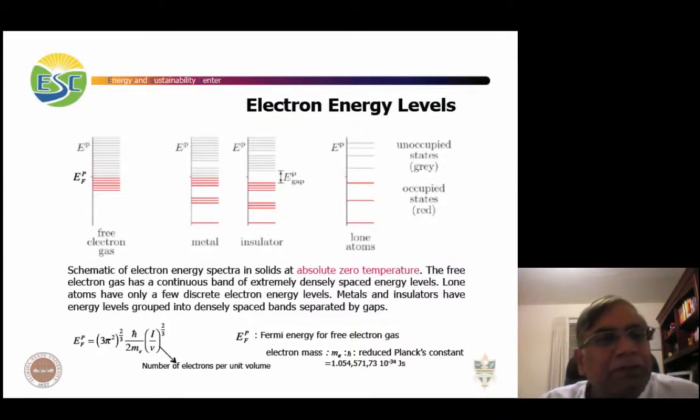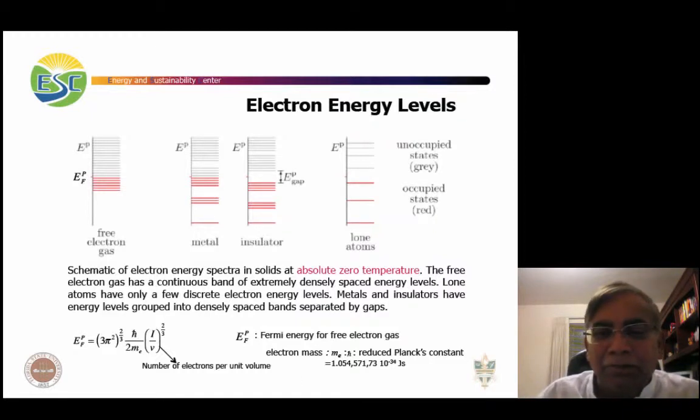In fact, if you look at the Fermi energy, which is typically in the middle of the valence band and the conduction band, it is given by the expression shown here, which is proportional to the number of electrons per unit volume, and the electron mass is given here, and h-bar is the reduced Planck constant. So by knowing the number of electrons per unit volume, you can find out what the Fermi energy is, and this actually can be found out as we will see in the later slides.